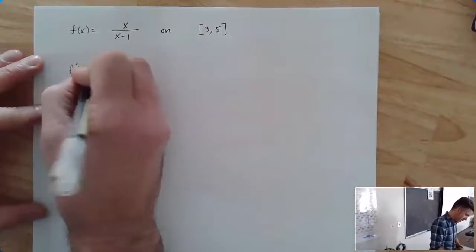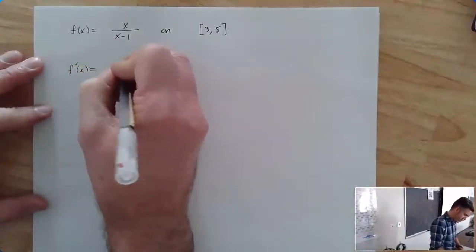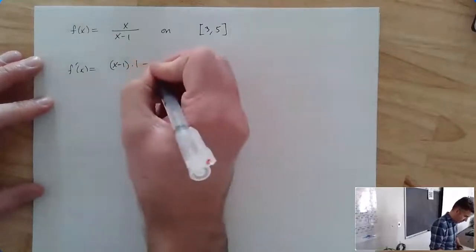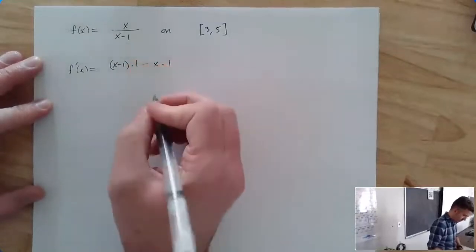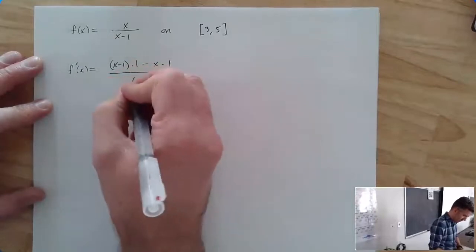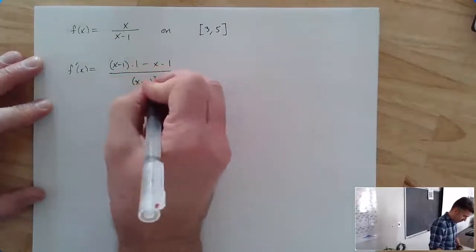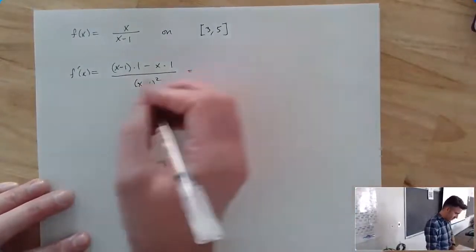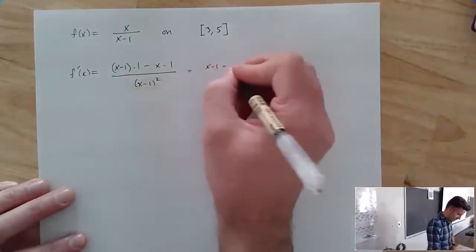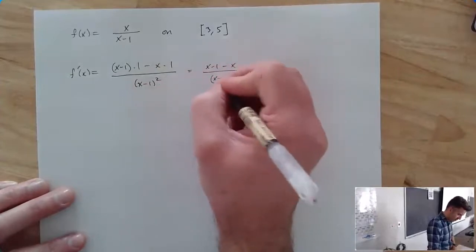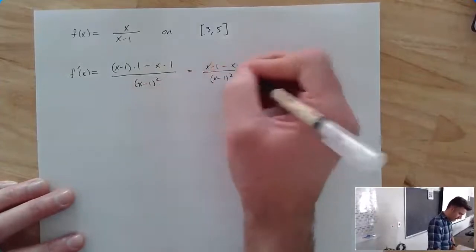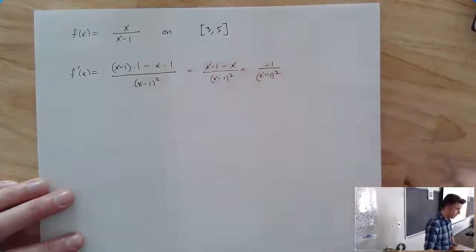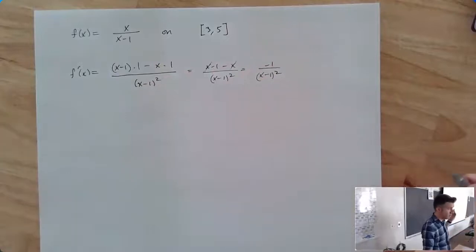The derivative is going to be bottom times the derivative of the top minus the top times the derivative of the bottom, all divided by the bottom squared. When we simplify this, we get x minus 1 minus x over x minus 1 squared. We can cancel an x, and we get -1 over x minus 1 squared. And this is never equal to 0.